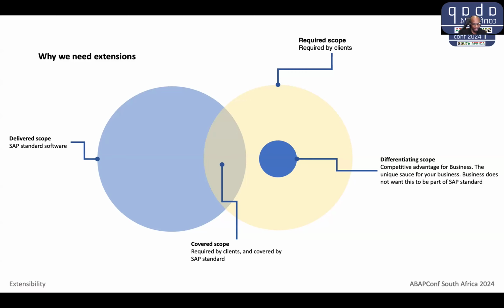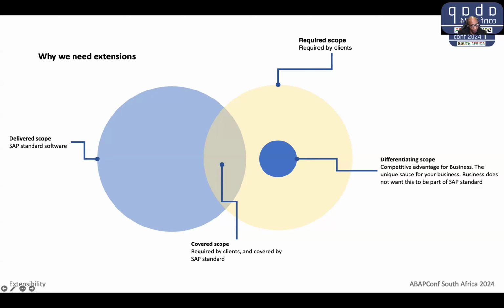We need to be able to provide that differentiating scope, and how we do it is very important, right? It's not like in the old classic ABAP world where you literally just went into the system and started coding, right? You need to start thinking a bit differently now that we are in this cloud era. Okay, so that's the differentiating scope.